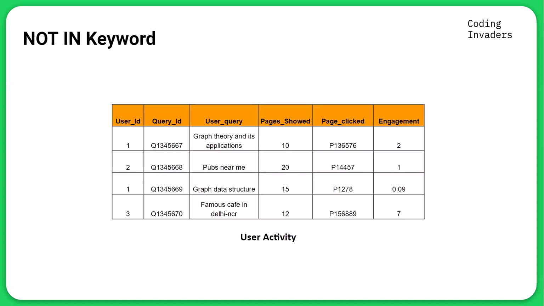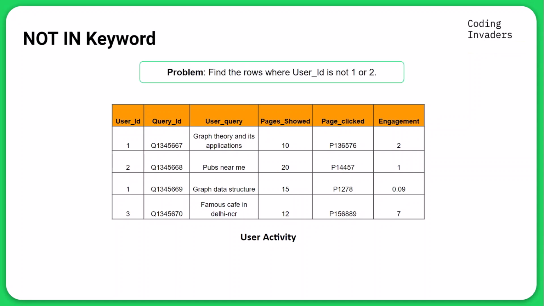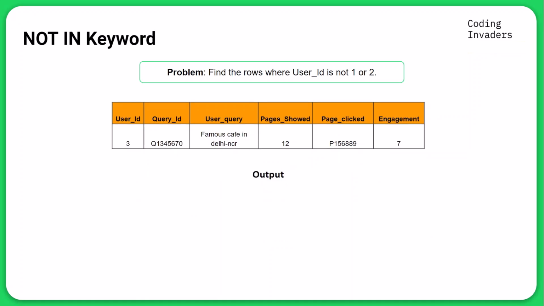We have a table which is user activity of a search engine. This table contains information about the user ID, their query, what pages are clicked, etc. This has 4 rows and 6 columns. Now, I want to get the rows where user ID are not 1 or 2. Just by looking at this, you can tell which row would not be part of your output, right? The row which will come in our output would be the one with user ID 3, right? This is how our output table would look like.